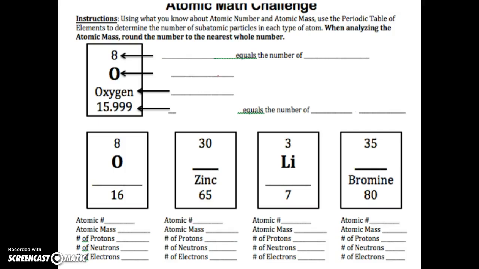Good job on finding the math challenge. So there's a couple of notes to take at the top, and then I'm going to walk you through the first couple of problems, and then you're going to be on your own for the rest.